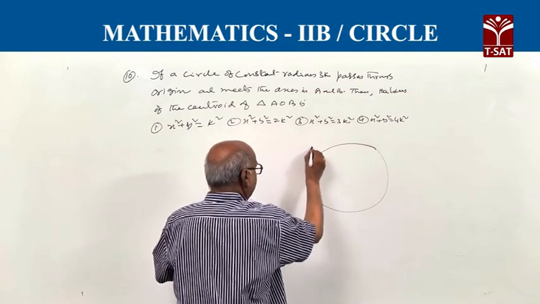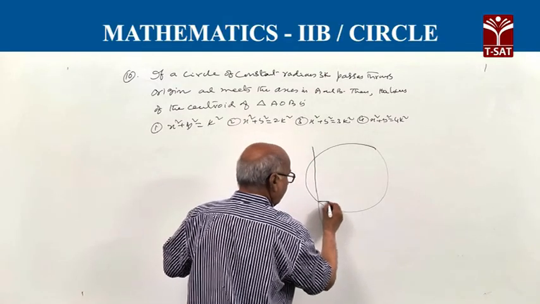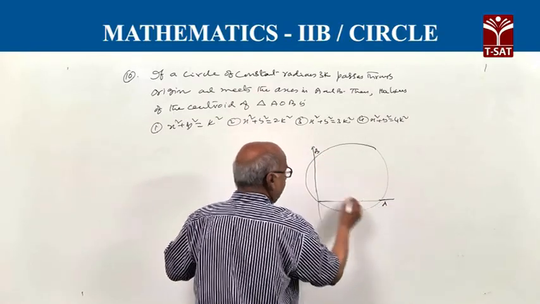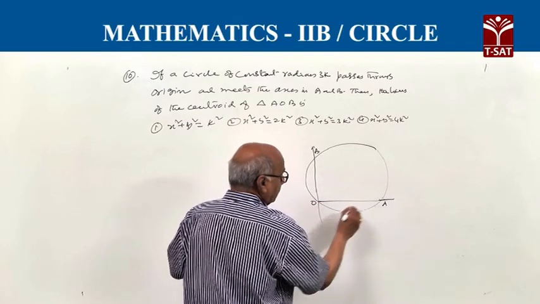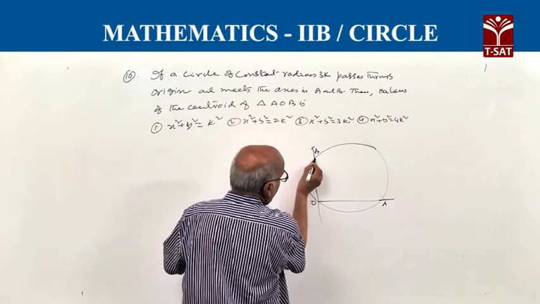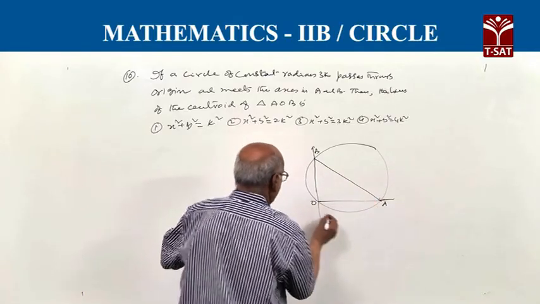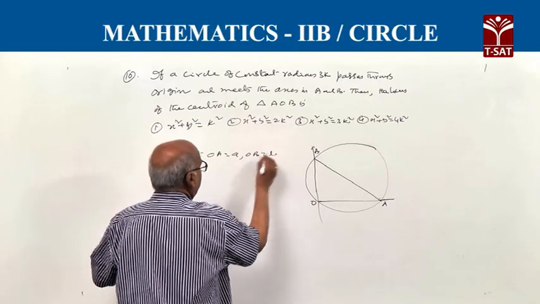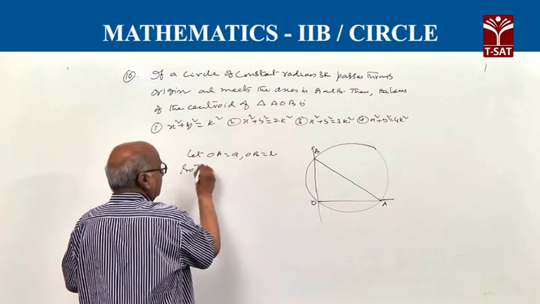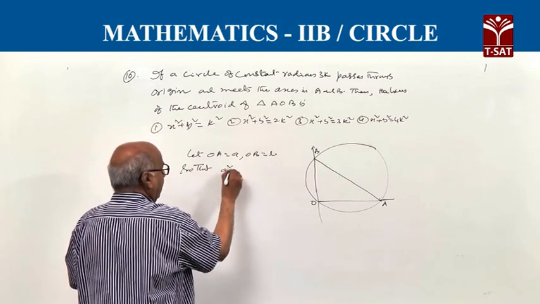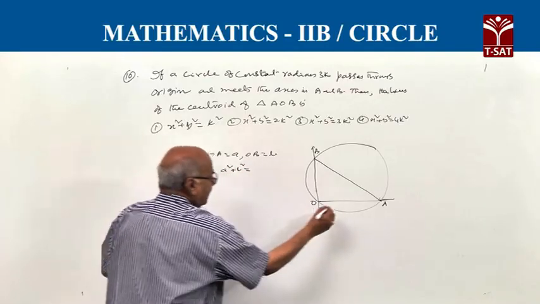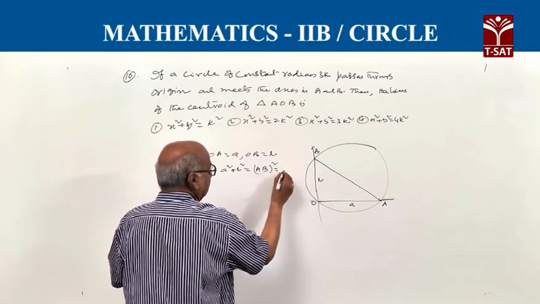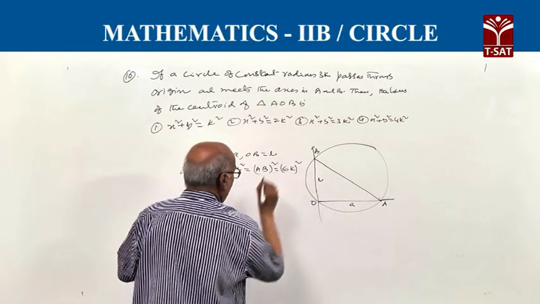Now, you are given that suppose A and B are the points of intersection of the circle with the x and y axes, and let OA is equal to a and OB is equal to b, so that a square plus b square is equal to AB whole square, which is nothing but (6k) whole square.